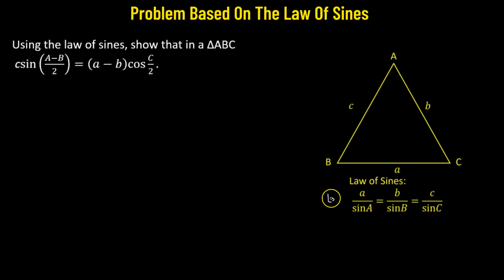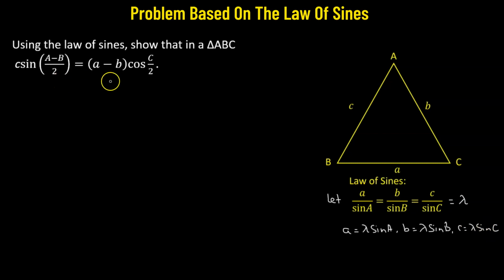So here we will suppose that these three ratios are equal to a constant lambda. Then a will be equal to lambda times sine A, b will be equal to lambda times sine B, and c will be equal to lambda times sine C.